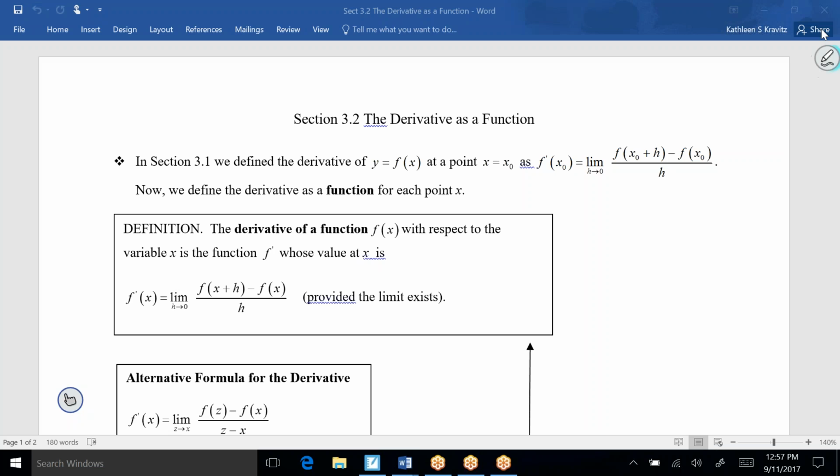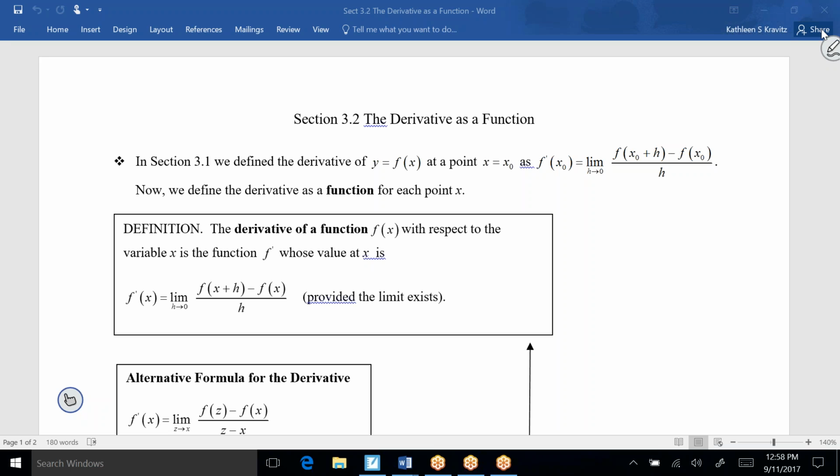All right, so then we're going to talk about section 3.2 and the derivative as a function. It seems like a broken record, right? We keep talking about the same thing, and you're going to see that this is going to look exactly the same as what we did in section 3.1, but the notation is going to be a little bit different.